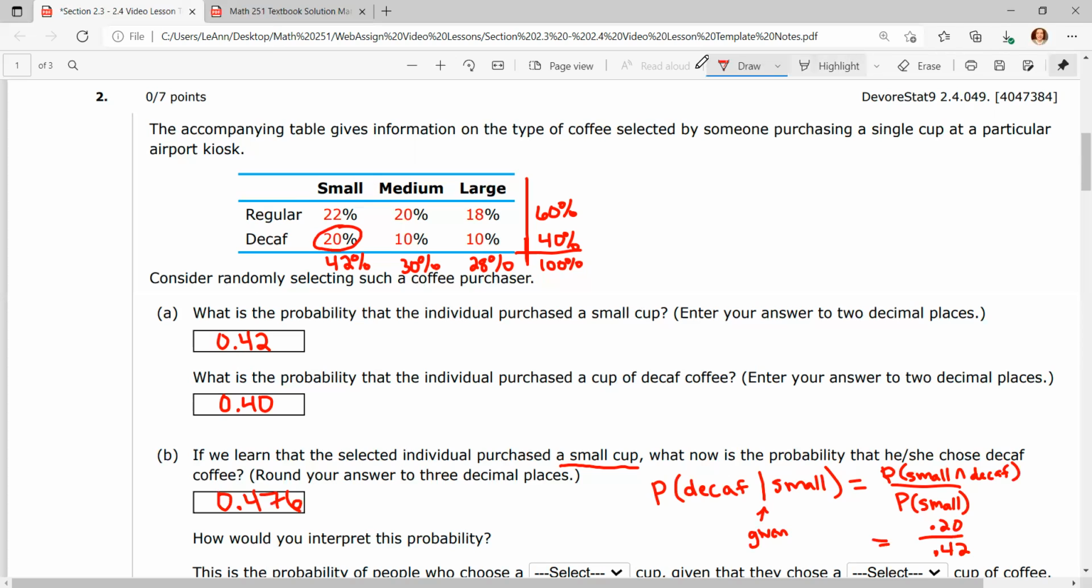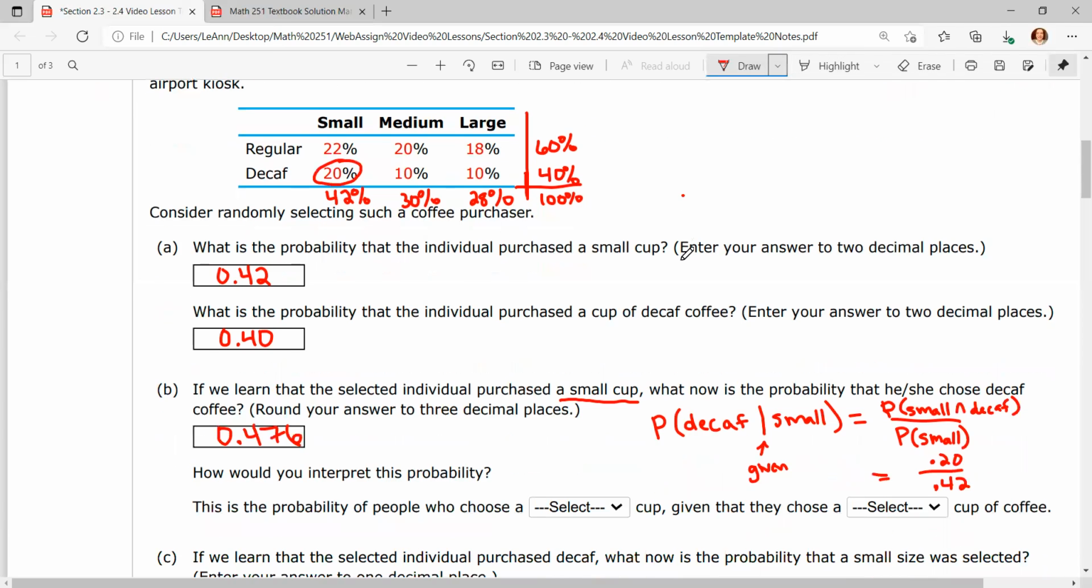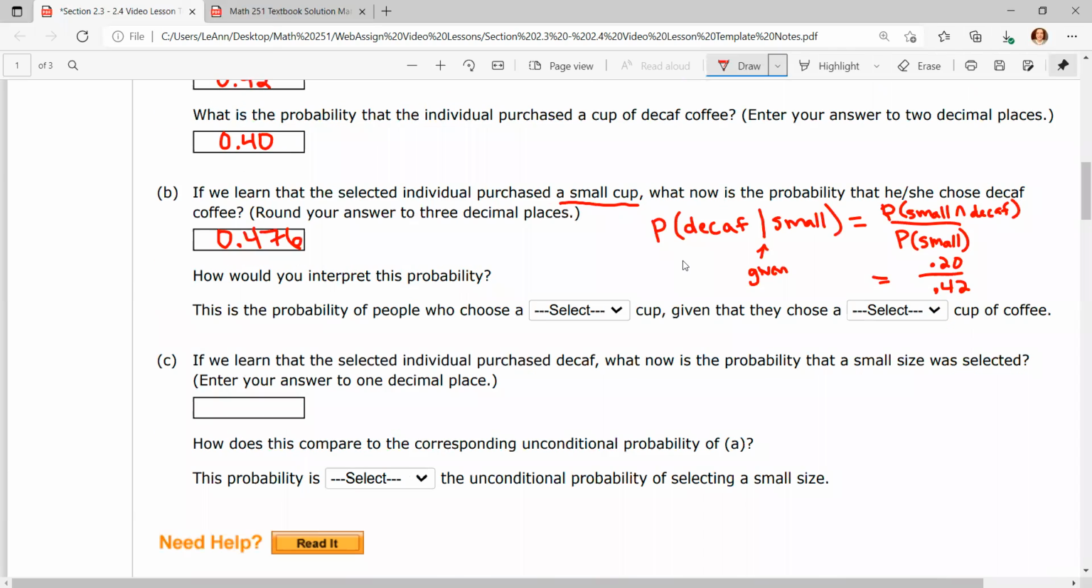And then we were asked, how would we interpret this probability? Now, I don't have the options here since I saved this as a PDF, but this is the probability of people who chose decaf, given that they chose the small size. So this was the decaf, because the given is the small.